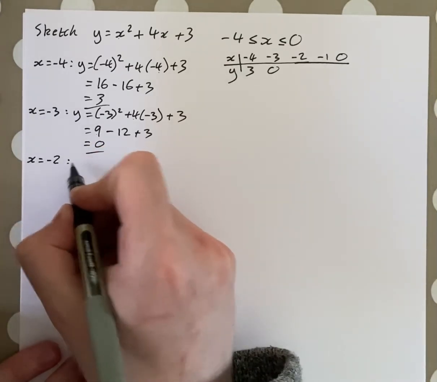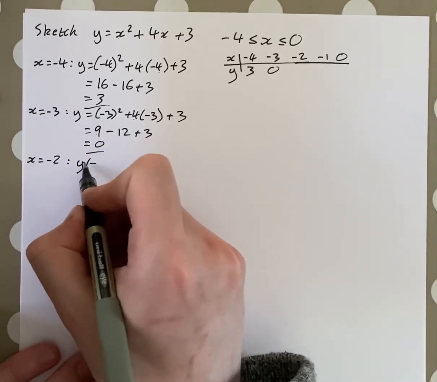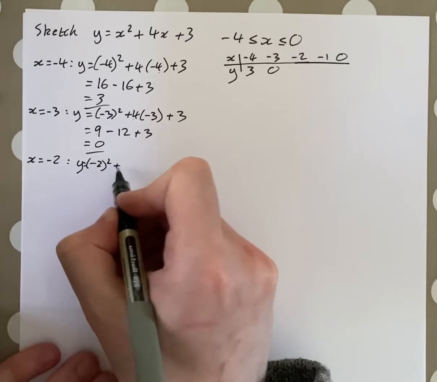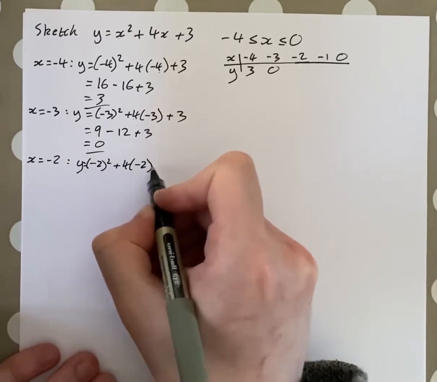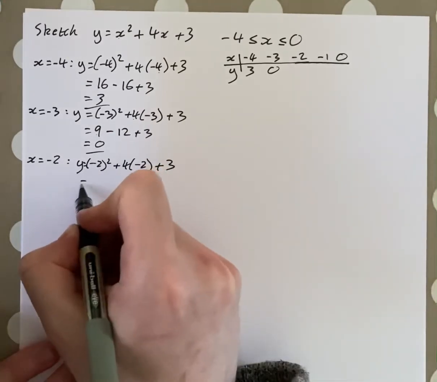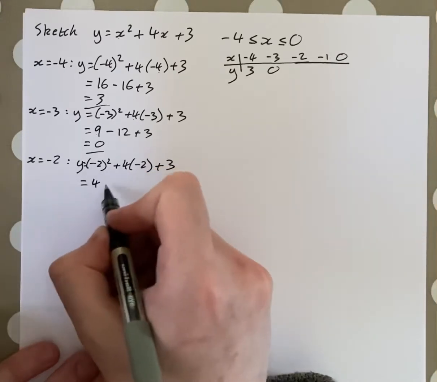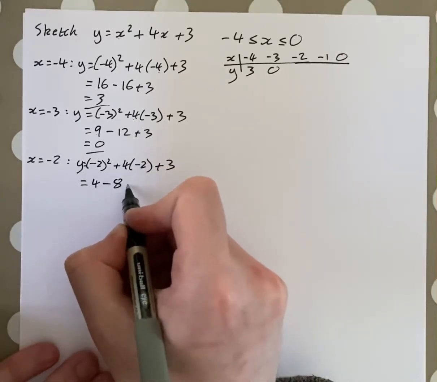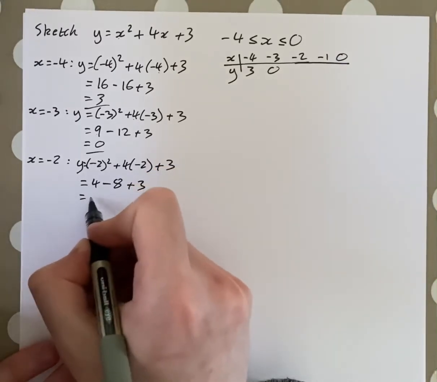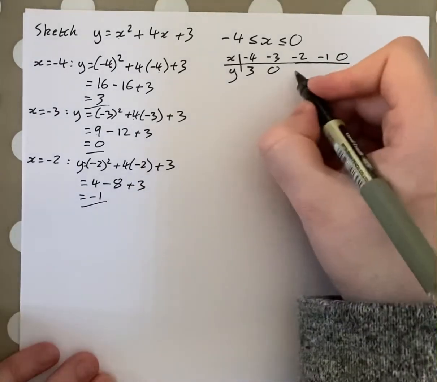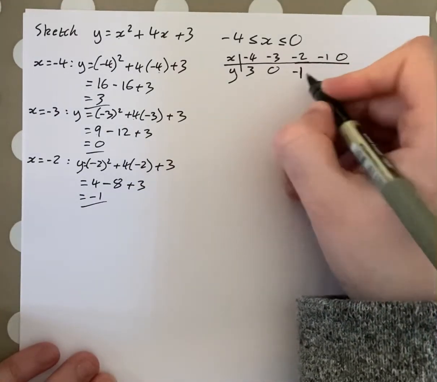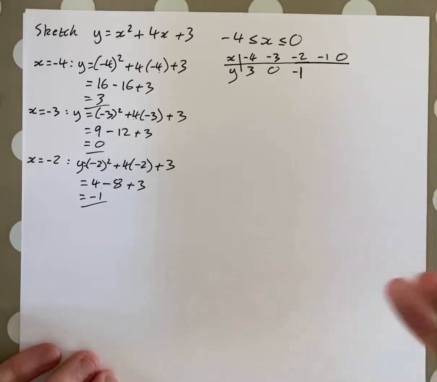Okay, x equals negative 2. Again, we're just going to take that negative 2 and substitute it into where the x's are in that original problem. So this one gives us 4 minus 8 plus 3, which is negative 1. Bear in mind, obviously, I'm doing these quite quickly just to let you get on with some work. Don't worry about how long this takes you.